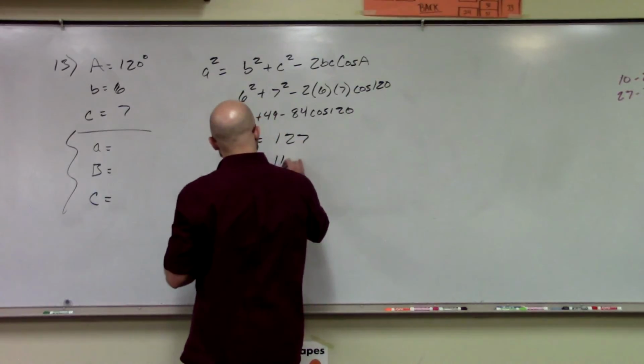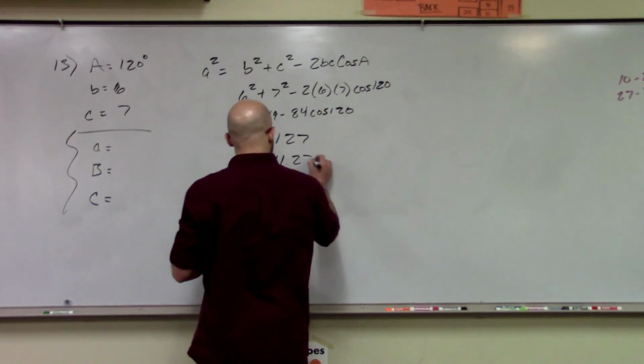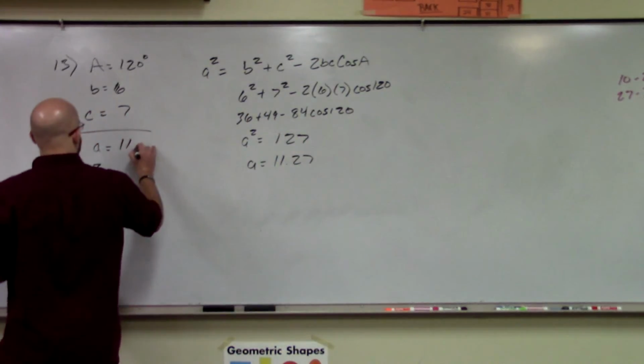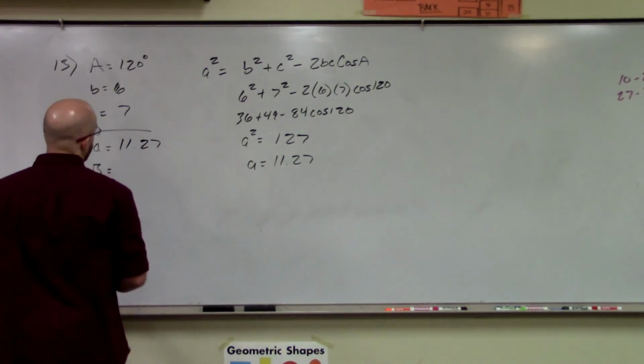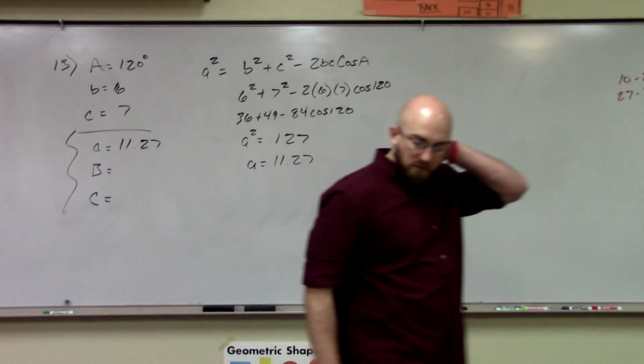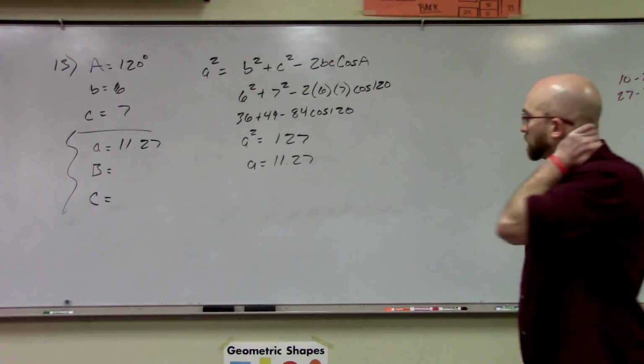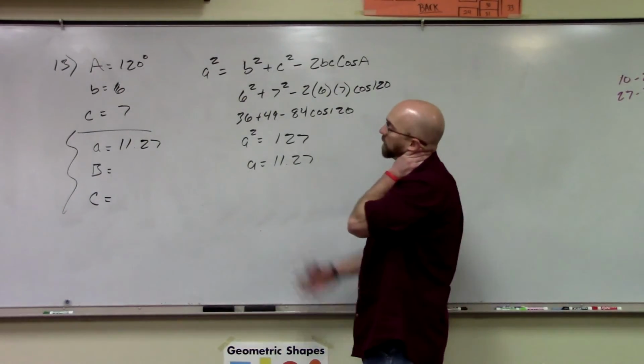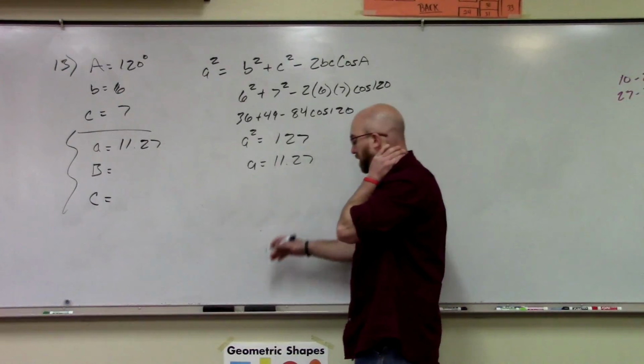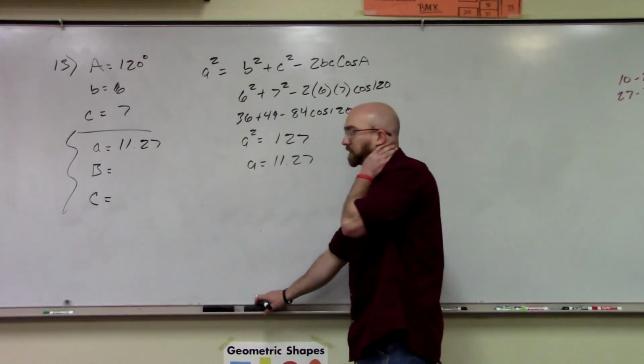Equals 11.27. Okay, so let's go find angle B now. Again, you're welcome to use law of sines if you're more comfortable with that. But for the lesson, I'm going to use law of cosines.